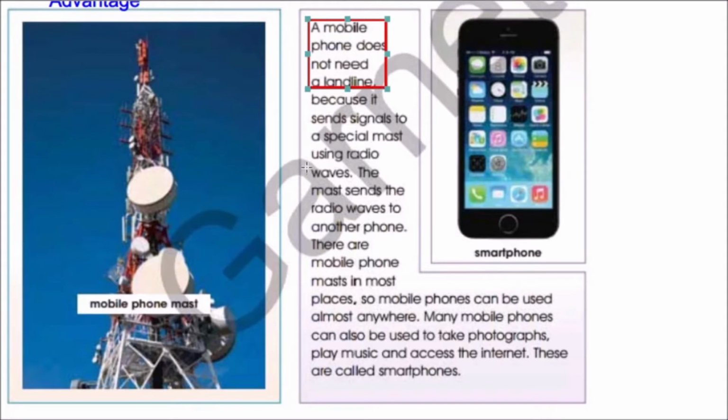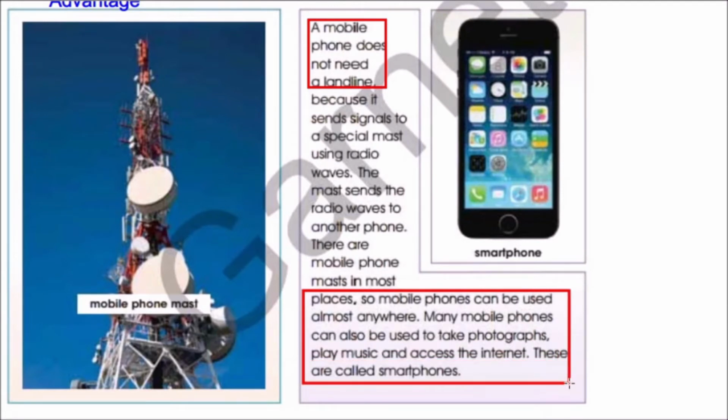And yes, can be used almost anywhere. It can be used to take photographs, play music, and access the internet. Very good. Yes, can be used in most places. Now, can be used anywhere. Can also be used to take photographs, play music, access the internet. That's why they're called smartphones. So these are the advantages of mobile phones.